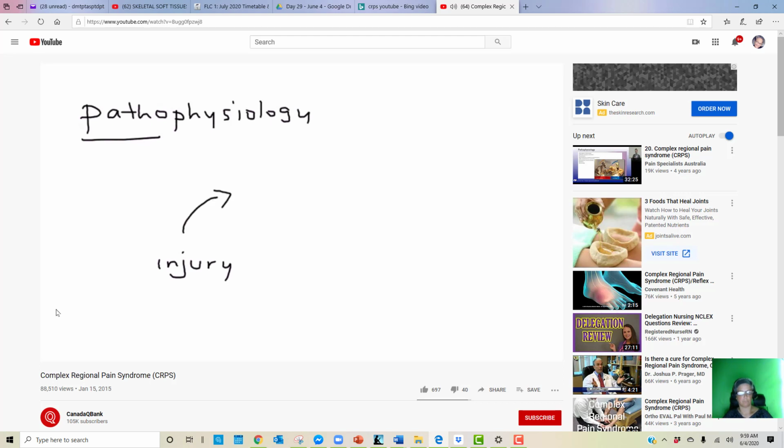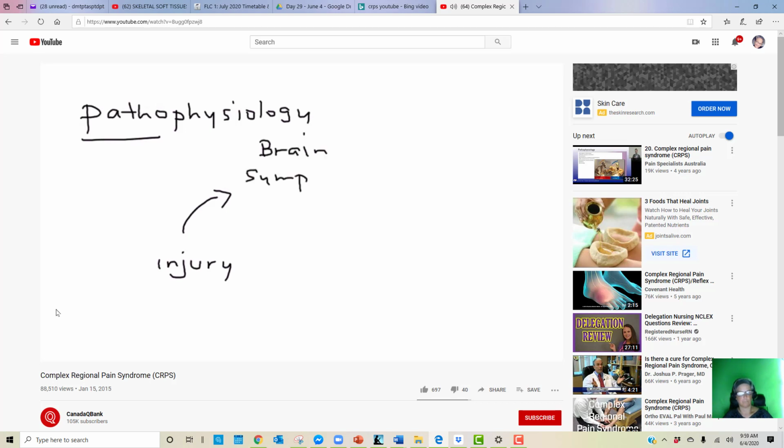Now, before I talk about the symptoms, I want to talk a little bit about the pathophysiology of why this happens. What exactly is going on here? Why does somebody continuously have pain months after the injury occurred? Well, there's sort of this positive feedback cascade or loop that tends to occur. First you have the injury, which is the initial event.